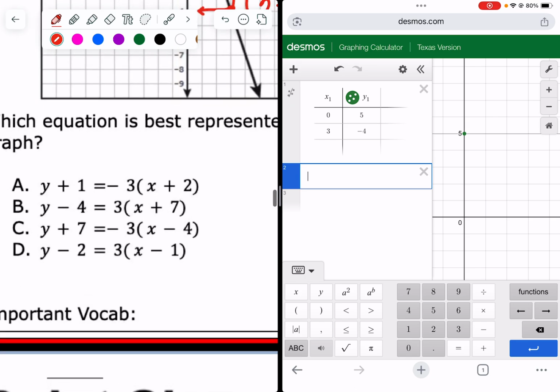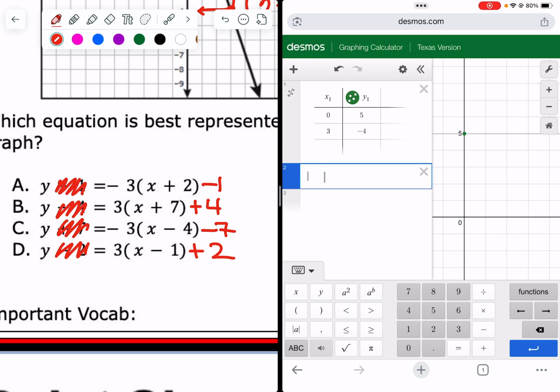So we know that we can't graph these crazy looking ones, so we have to come up with the opposite. We have to solve for y. So the opposite of positive 1 is negative 1. The opposite of negative 4, positive 4. The opposite of positive 7, negative 7. The opposite of negative 2, positive 2. Now I can graph them exactly how they look.